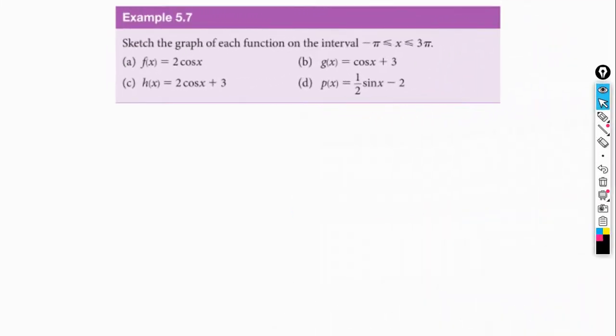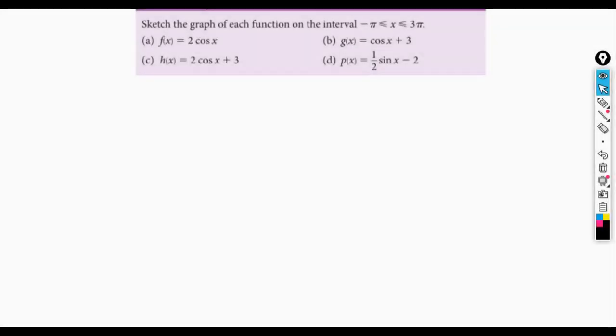Let's continue with example 5.7. It says, sketch the graph of each function on the interval minus pi to 3 pi. Letter A, f of x equals 2 times cosine of x. So remember that this 2 that is multiplying cosine is going to affect the amplitude. Normally cosine has an amplitude of 1 because it goes from -1 to 1 as the range. So we should have the same cosine function but stretched by a factor of 2 in the vertical sense.